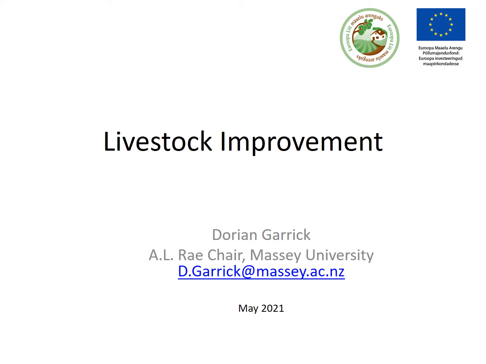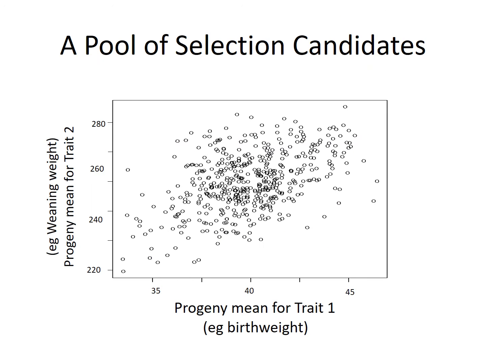So my job is in animal breeding and genetics. Genetics is the study of inheritance. Animal breeding is all about using knowledge of genetics to try and improve a population. So let me explain a little bit about the nature of the problem.